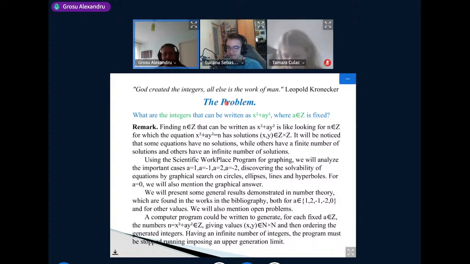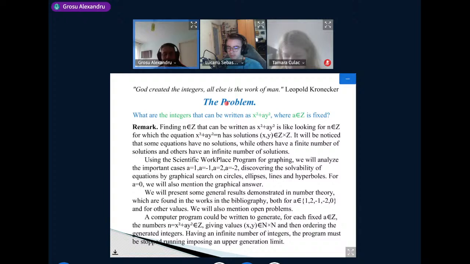Using the Scientific Workplace program for graphing, we will analyze the important cases a equals 1, minus 1, 2, and minus 2, discovering the solvability of the equation by graphical search on circles, ellipses, lines, and hyperbolas. For a equals 0, we will also mention the graphical answer. We will present some general results demonstrated in number theory, which are found in the works in the bibliography, both for a equals 1, 2, minus 1, minus 2, 0, and for other values. We will also mention open problems.